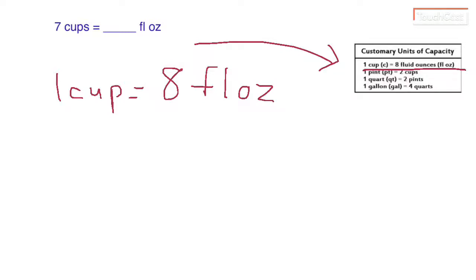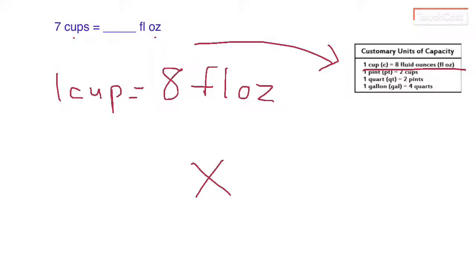Now, let's think about if we're going from big to small or small to big. So cups are larger than fluid ounces. So that makes me think I am going from big to small. And when I go from big to small, I must divide, or multiply. I'm sorry about that. Multiply. I wrote the multiplication sign.